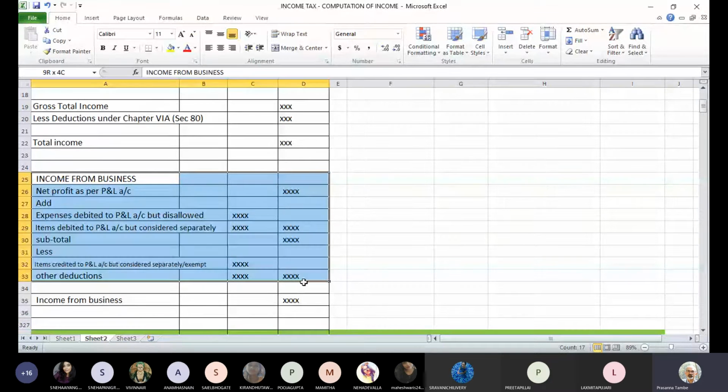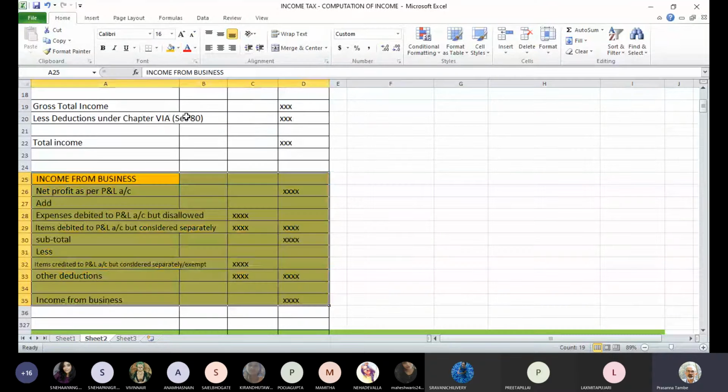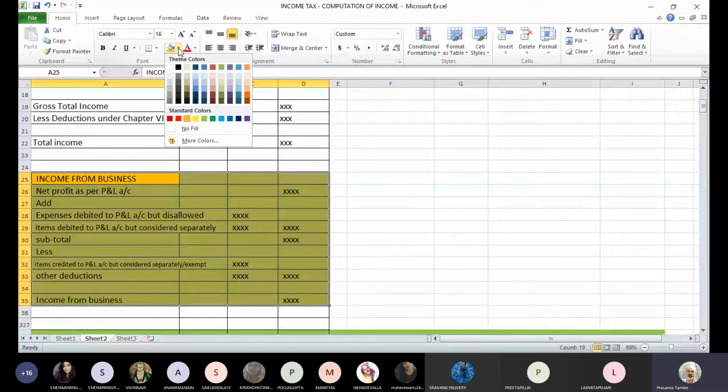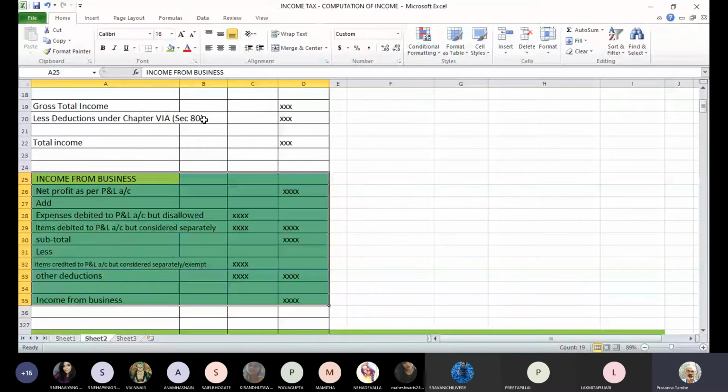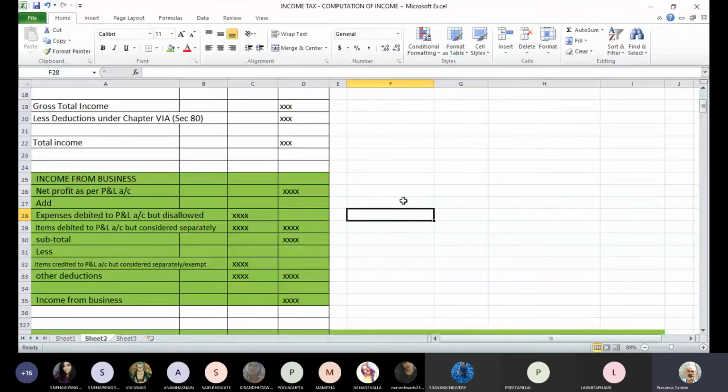We are looking at this template now. Our starting point is going to be the net profit as per profit and loss account. Now this net profit will undergo certain changes. So let us see what kind of changes will be done. Now there are certain items of expenses which are debited to P&L account, but which are not allowed as deduction while computing the income from business.